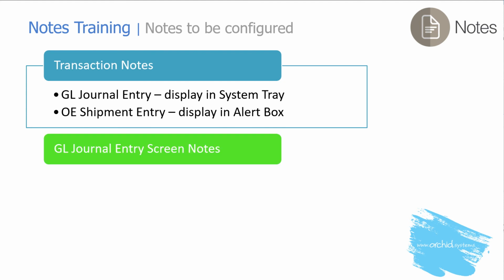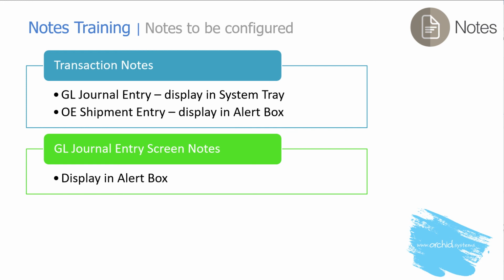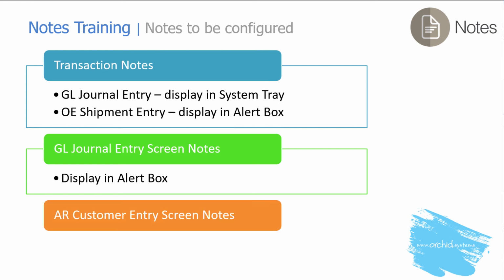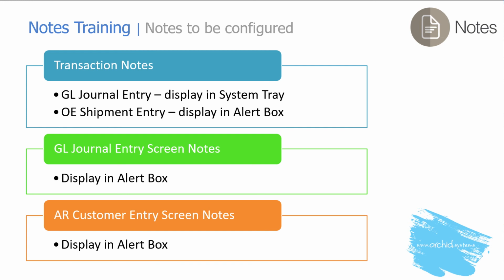We're now going to configure notes around screens themselves. So not necessarily a data value in the screen, but the actual screen itself. So around our GL Journal entry screens, we're going to configure procedural notes to display in the alert box. And around our AR customer entry screen, we're going to display a note in the alert box to do with the customer entry screen itself.